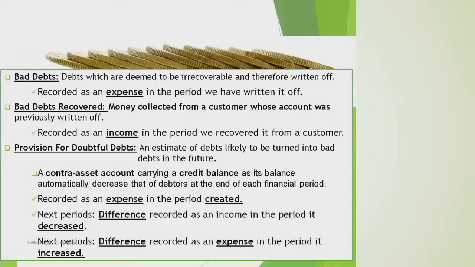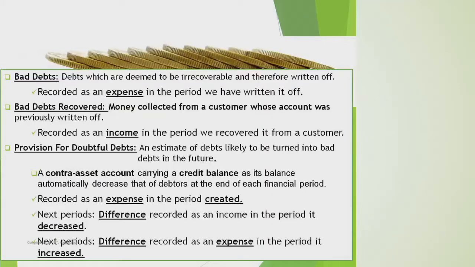While bad debt recovered is the money collected from a customer whose account was previously written off. It can be maybe in 2020, after we have written off somebody as a bad debtor, in 2021, that person reappeared again and decided to pay us. You see, that account was previously written off. Now the person came through. So now we are going to say, this is an income, which we are going to call bad debt recovered. Or bad debts are expenses, okay?